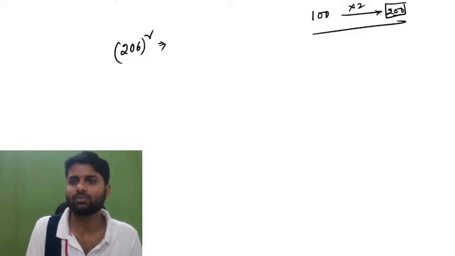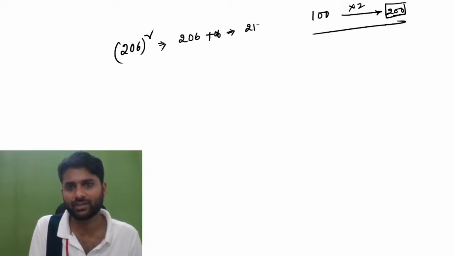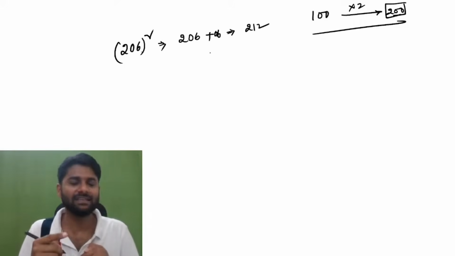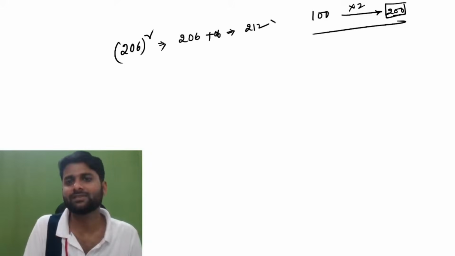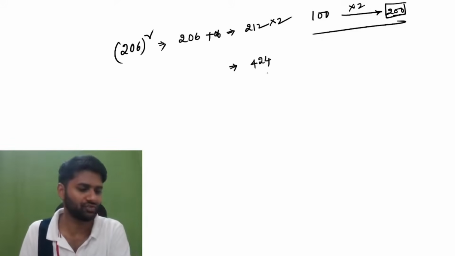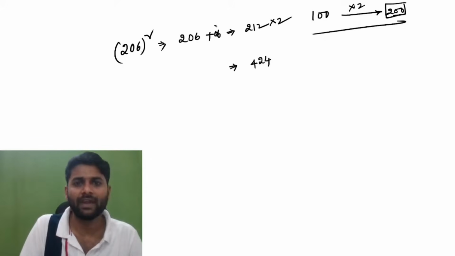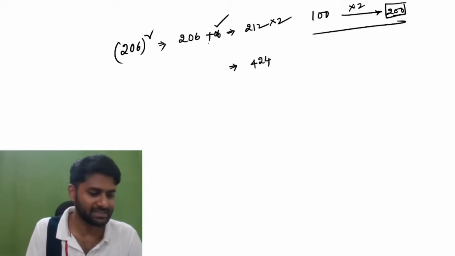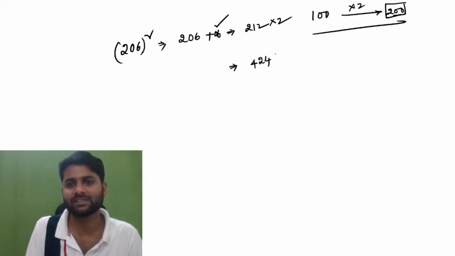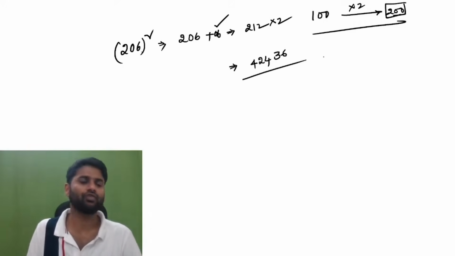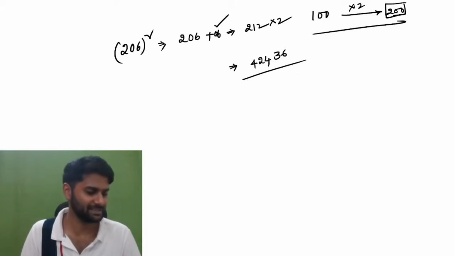Now 206 is more than 200 by 6 units. So 206 plus 6 is equal to 212. Now we are doubling the base, which means we have to multiply it by 2. 212 multiplied by 2 is 424. Now we are adding 6 units, right, and we consider the square of that number. Square of 6 is 36. Answer 42436 is the correct answer.